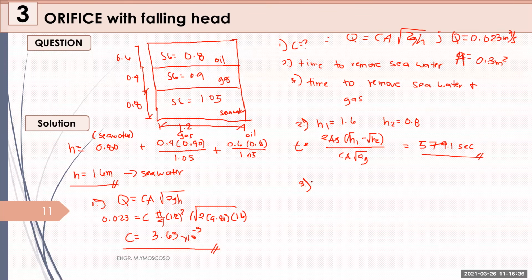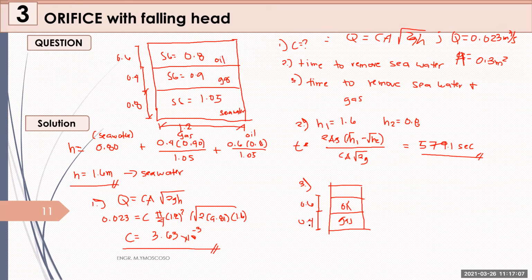Okay? So, ganito na lang yung isipin natin. I-add na lang natin yung time na ma-remove yung gas at yung time ng seawater natin. Okay lang ba yun? Kasi ito na 579.1 seconds. So, considering na lang na ang naiwan na lang sa tank, na naiwan na lang na fluid sa tank would be gas and oil. Okay? So, therefore, you will have 0.6 as your oil and you have 0.4 as your gas.